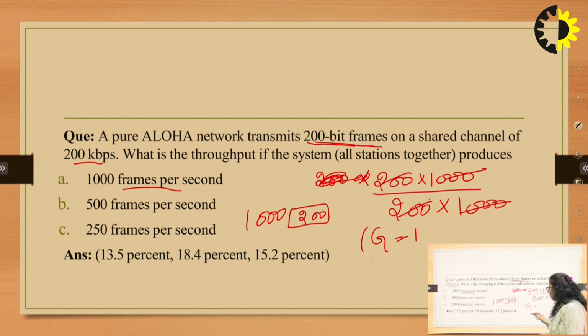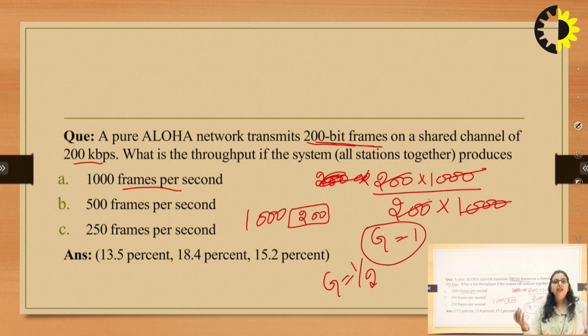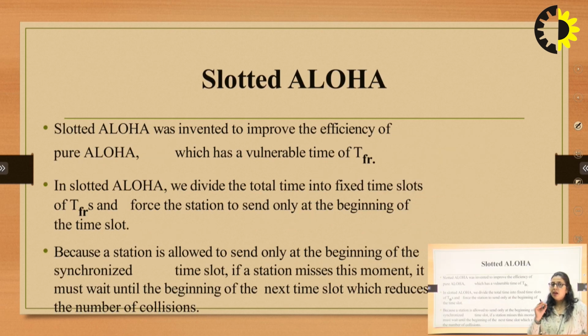It means if the value of G is 1, then we get the maximum number of packets received at the receiver end. If the value of G is half, then 18.4% of data can be received while we are using pure Aloha. The possibility is very small, only 18.4% of data is received at the receiver end, and still there is a collision.